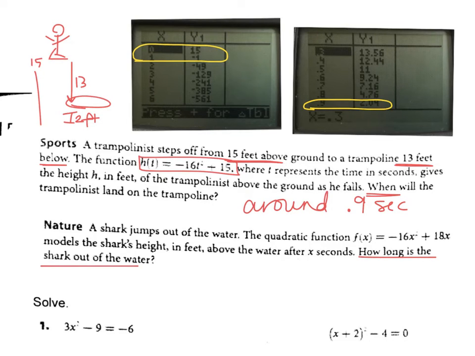So the shark is going to start at time 0 in the water, and the shark is going to do something like this. To figure out how long the shark is out of the water, I'm looking for this other point. I'm looking in the table for when the height of the shark is 0. So x is going to be time, and I'm looking for y, which is height, and I want to find when y is 0 because that would indicate that the shark is hitting the water again. Let me show you what my calculator gives me.